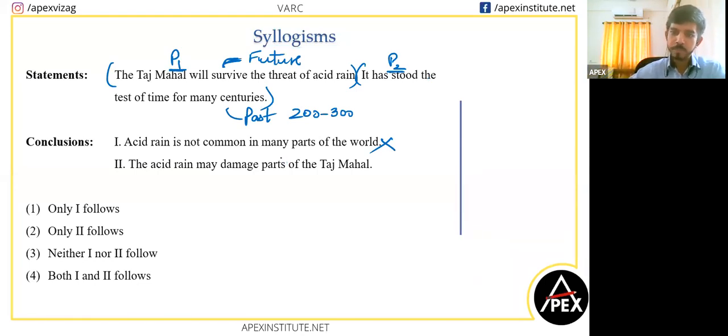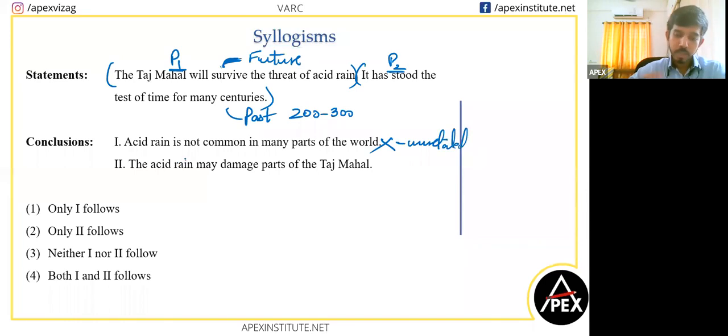Rishi has a good example. If author says Taj Mahal is in Mumbai, you have to accept it is in Mumbai. You can't say it's in Agra. Okay, so author is saying will survive. That is first thing you note, and past tense and future both. So acid rain common in many parts of the world, unrelated. So this one we ignore.